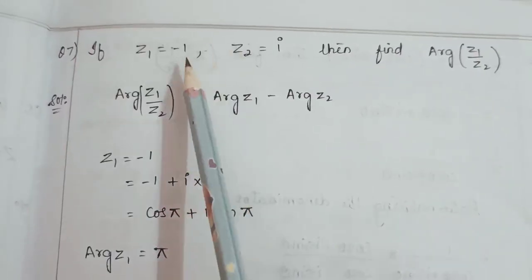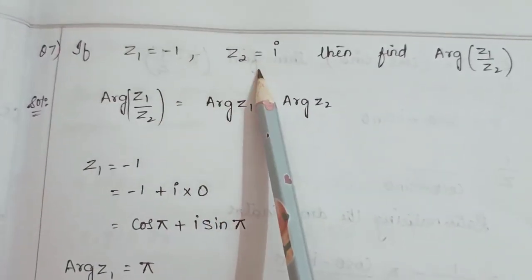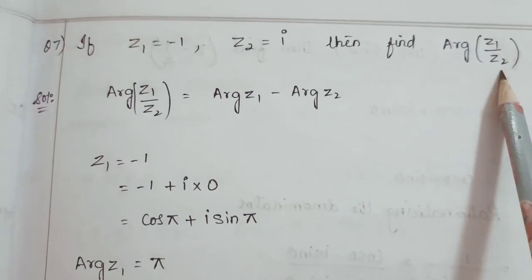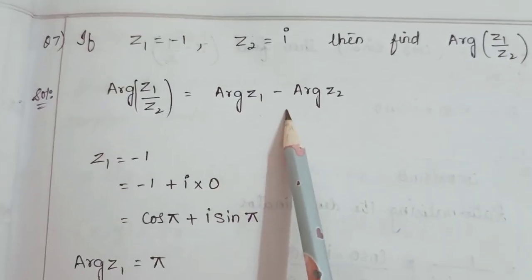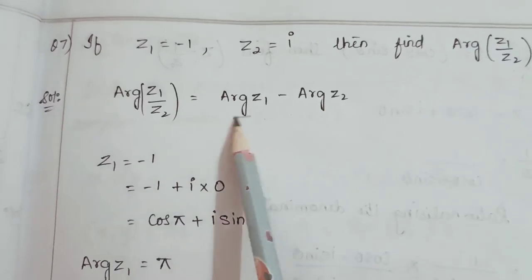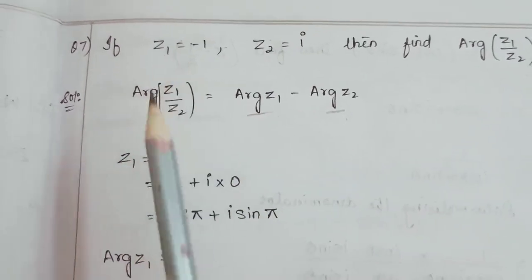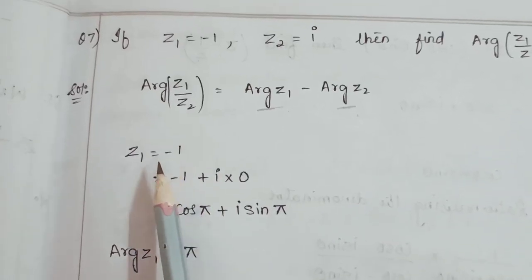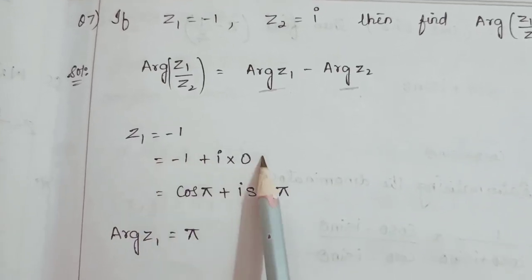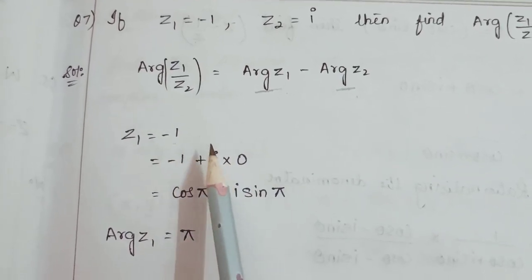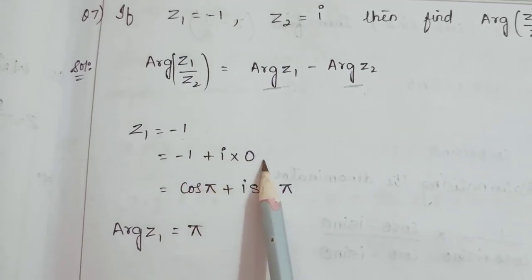Question number 7. If z1 is equal to minus 1, z2 is equal to i, then find arg z1 by z2. Arg z1 by z2 is nothing but arg z1 minus arg z2. So first we have to find these values. These values are nothing but theta values. So first z1 is equal to minus 1. We will write this in the form of a complex number. So real part is given, minus 1, and imaginary part is not there, so we can write it as i into 0.